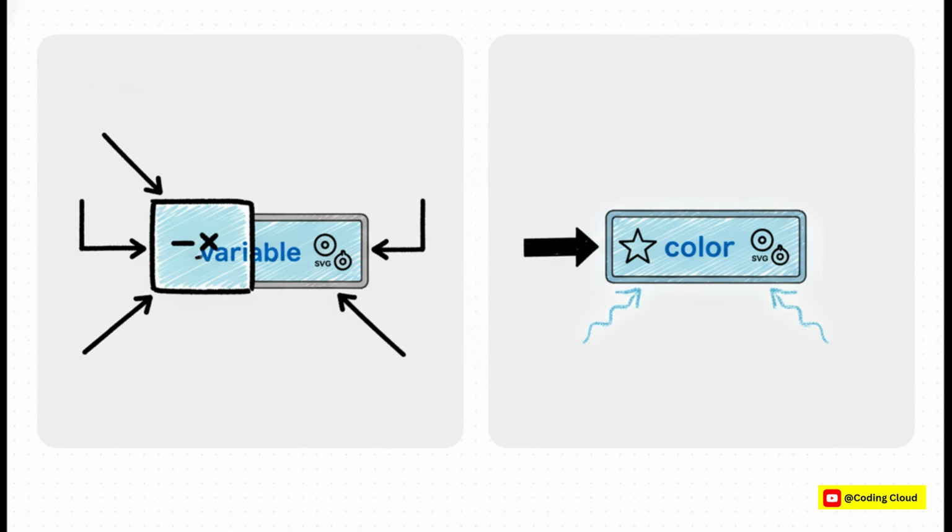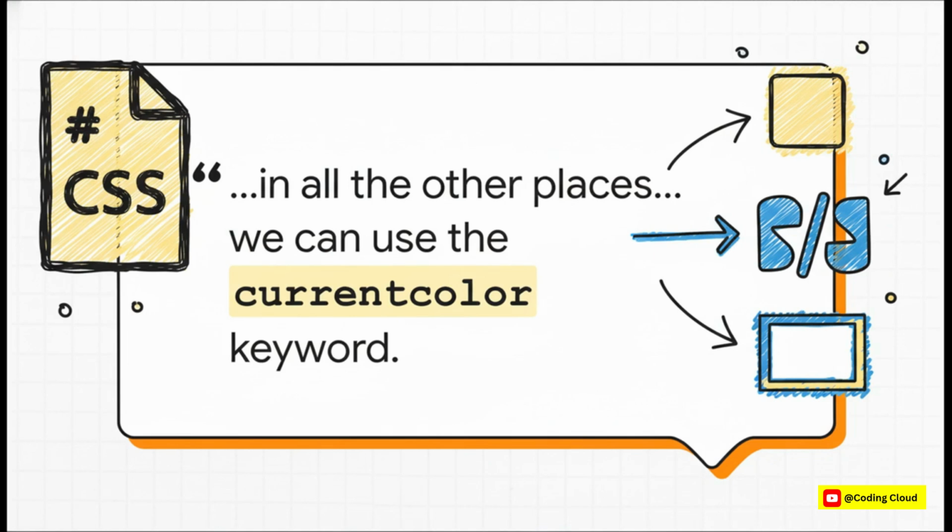The old way meant creating a CSS variable like --brand and then applying it to every single one of those properties. But there's a much cleaner way. The solution is the currentcolor keyword. It's so clever. You just set your main color property on the parent element one time. Then, for the border or the SVG fill or whatever else, you just use the keyword currentcolor.